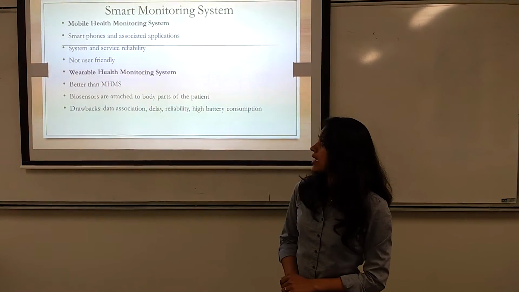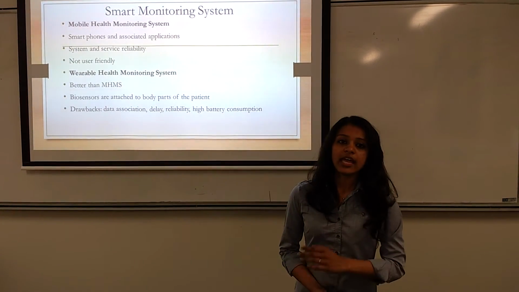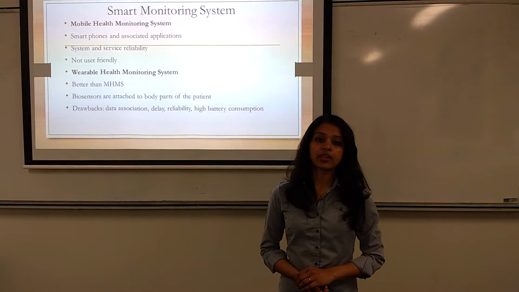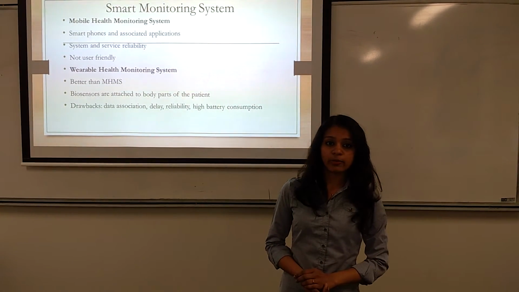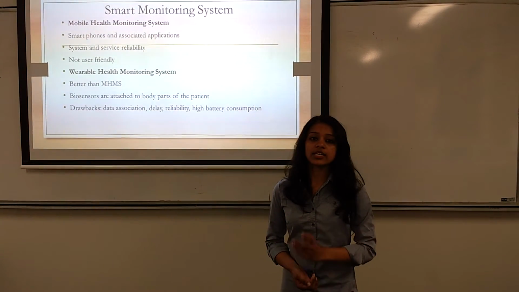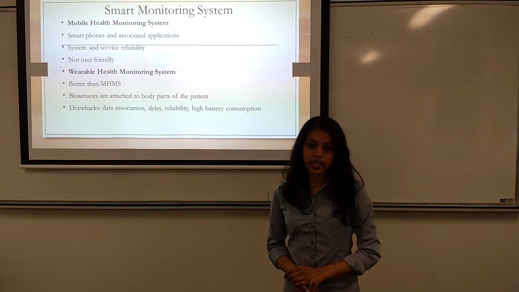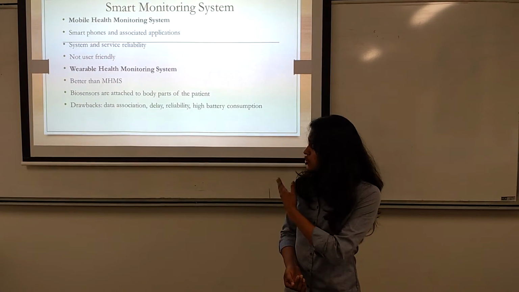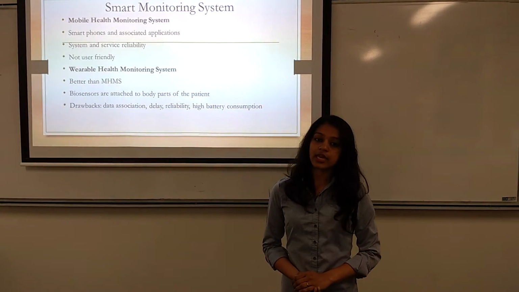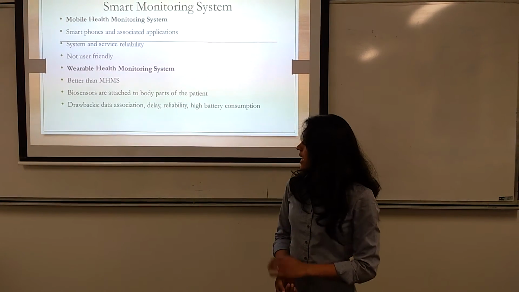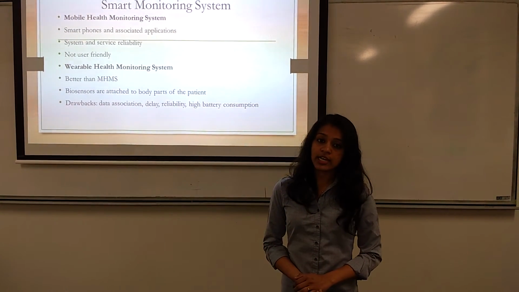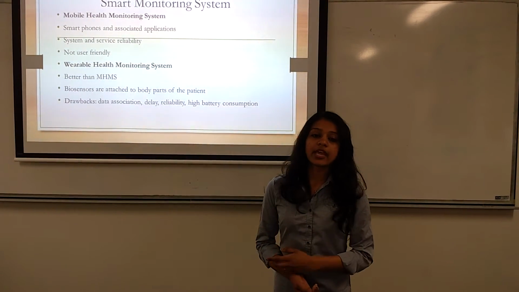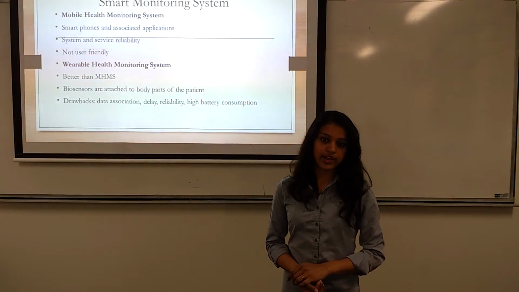Second one is wearable health monitoring system. It has better operation when compared with that of mobile health monitoring system. The biosensors attach to the body part, capture the record, and it is transmitted to health authorities. Medical emergencies can be avoided to some extent. The main drawback of wearable health monitoring system is its data association, delay and reliability. Although it has much more reliability than mobile health monitoring system, the reliability is still not satisfactory at all.